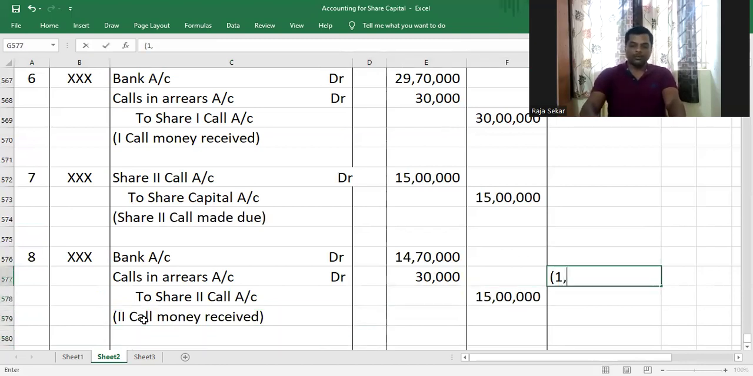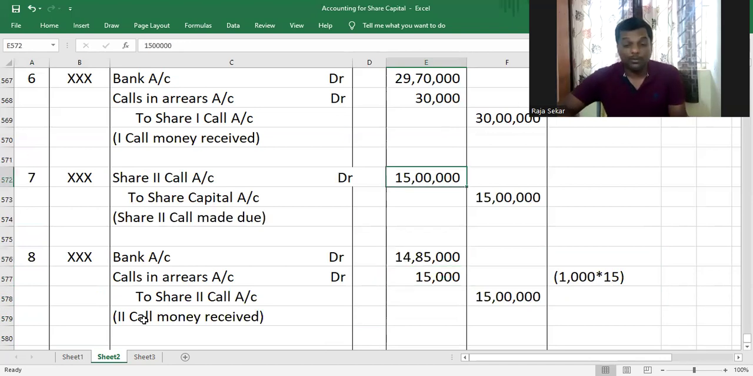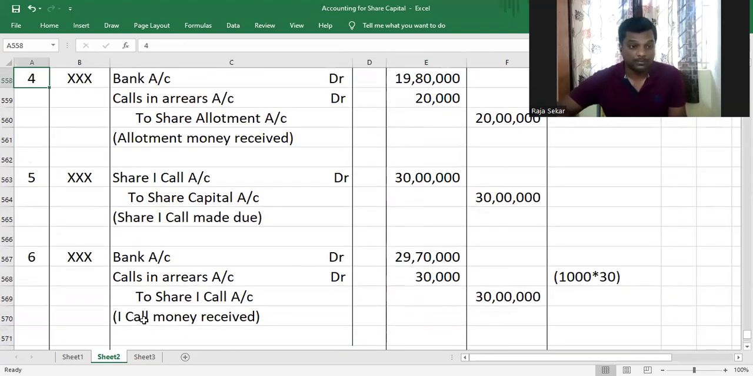Calls in arrears would be the number of shares held by Nikita, which is 1000, multiplied by the amount payable as second call money on each share, which is 15. And therefore, the total calls in arrears will be 15,000 on second call. With that, we have come to the end of this video, my dear children.